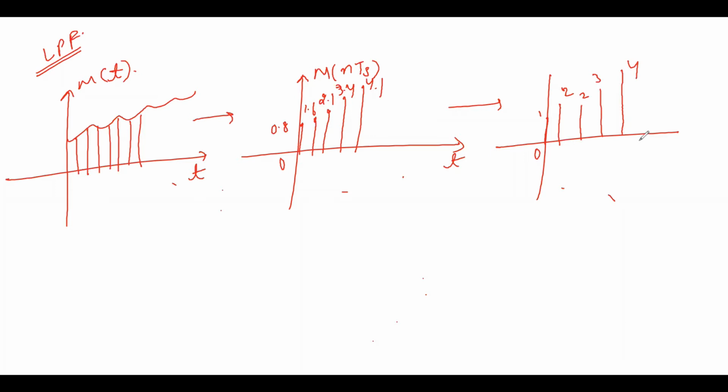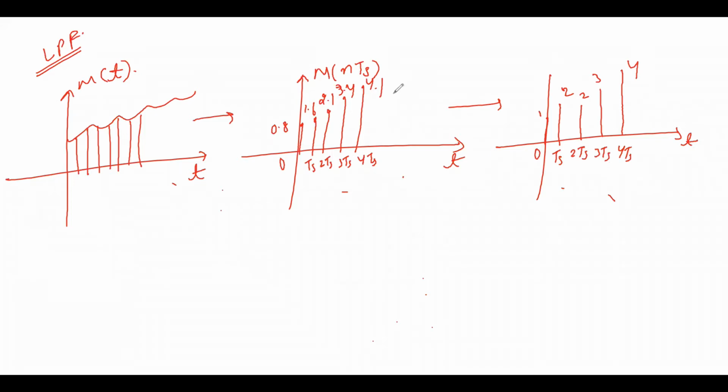The time axis is taken as 0, Ts, 2Ts, 3Ts, 4Ts, and so on. Here it will be the same: Ts, 2Ts, 3Ts, 4Ts, and so on. Does anyone have any doubt up to the quantizer part? Any doubt? No, ma'am. Okay.